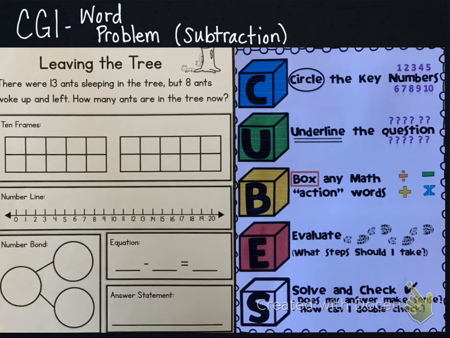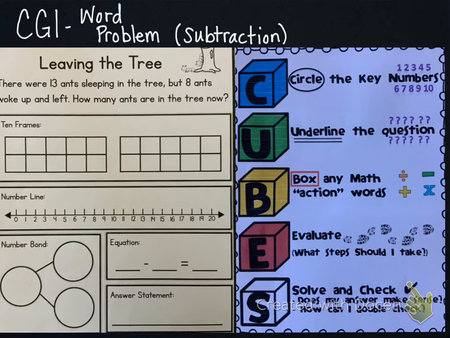We're going to be using our 10 frame and our number line to solve it, and using the strategy of counting on, or counting backwards actually, since this is a subtraction problem. And then last, we're going to solve and double check. Because we're going to use both the 10 frames and the number line, that is going to help us double check our work, because we're going to be doing it twice.